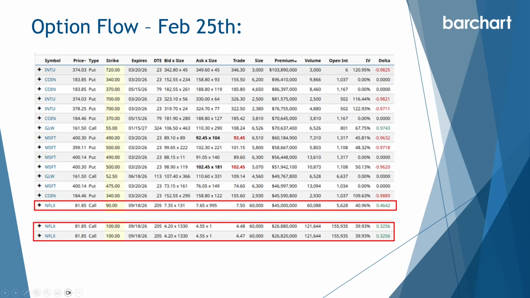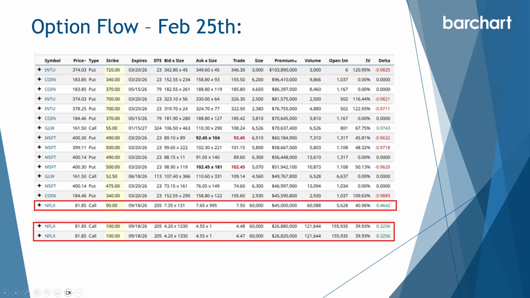On Feb 25th, Barchart's option flow screener lit up with a couple of massive block trades in Netflix. You can see the first one here, 60,000 contracts in the September 90 strike call options. With the stock sitting at $82, that strike was about 10% out of the money. There were also 2 other massive trades in the $100 call options for September. Again, 60,000 contracts for each trade and about 26.8 million in total premium paid.